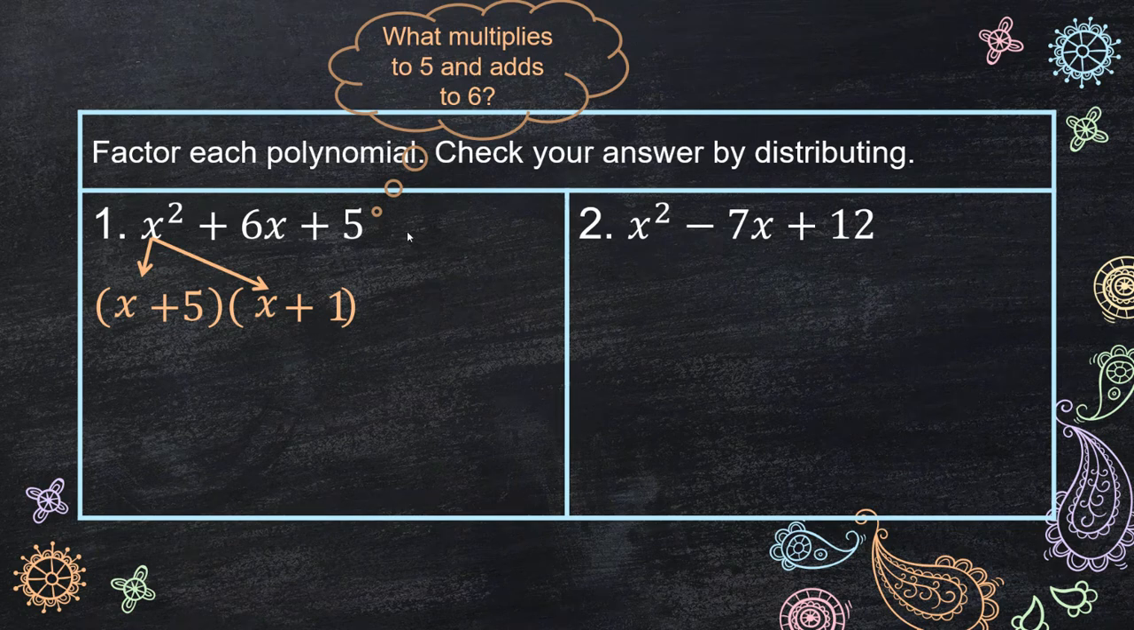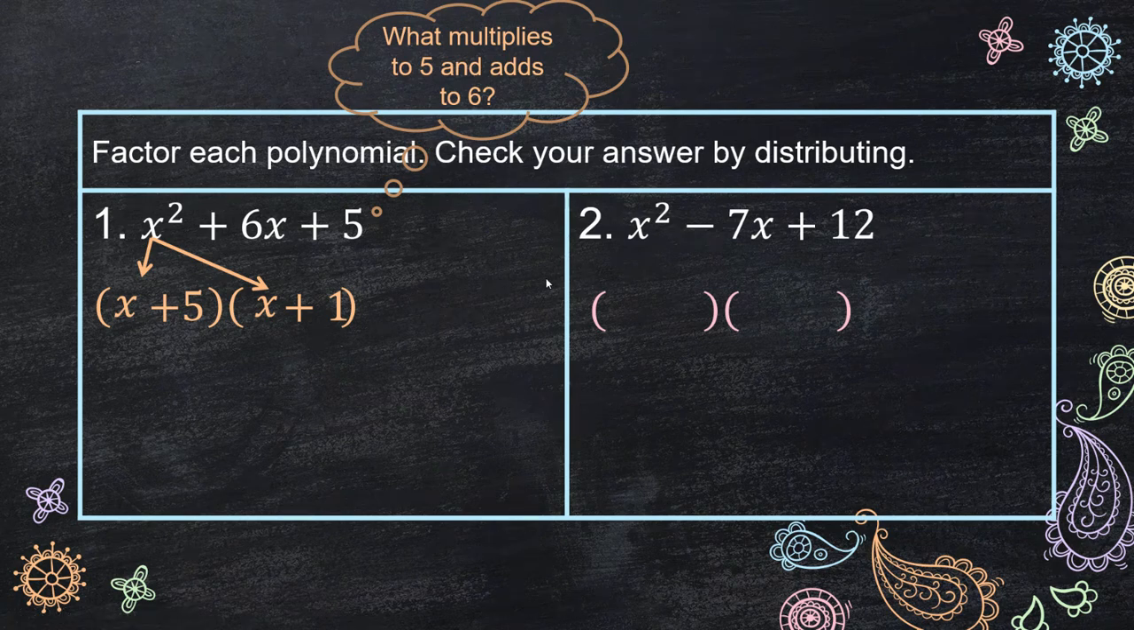Let's check our answer by distributing. If I distribute the x, x times x gives us x squared. X times 1 gives us 1x. Distributing 5, 5 times x is 5x. So when we combine together our 1x plus 5x, we would get 6x. And then 5 times 1 gives us 5. So that's checking our answer by distributing.